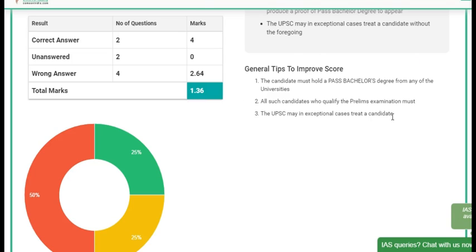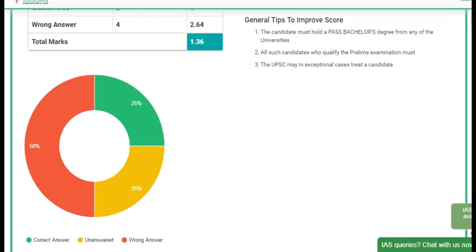The result is also given in a graph. Just look at the graph. Correct answers, unanswered and wrong answers are given in percentage. So 25% is for correct answers, 50% is for wrong answers, and 20% of questions remain unattended.